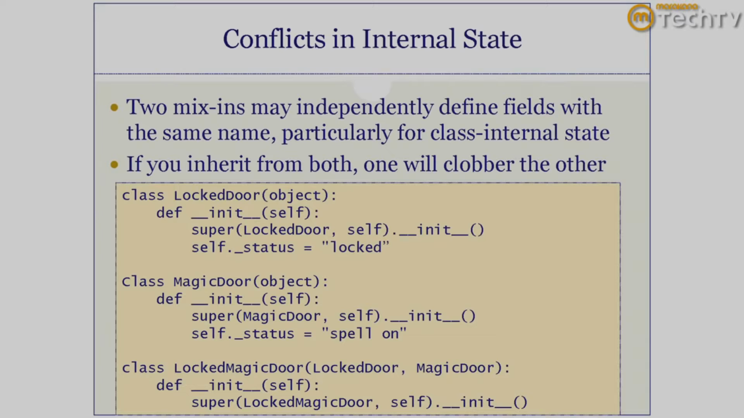But for the locked door class, going back to our adventure game example, the status field is saying whether it's locked or not. And for the magic door, it's telling you whether there's a spell activated for the door. So now we want to combine them in locked magic door. And what happens then is one of these is going to override the other, and the other class is going to have its values overridden. So that's not what you want.